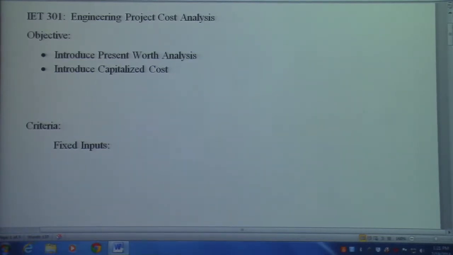If we have an example of an engineer who has a budget of $1 million per year, this would be an example of a fixed input. We'll see here in a second that in the case where we have fixed inputs, that is fixed costs, the goal of these analysis techniques is going to be to maximize the outputs, that is, maximize the profits.